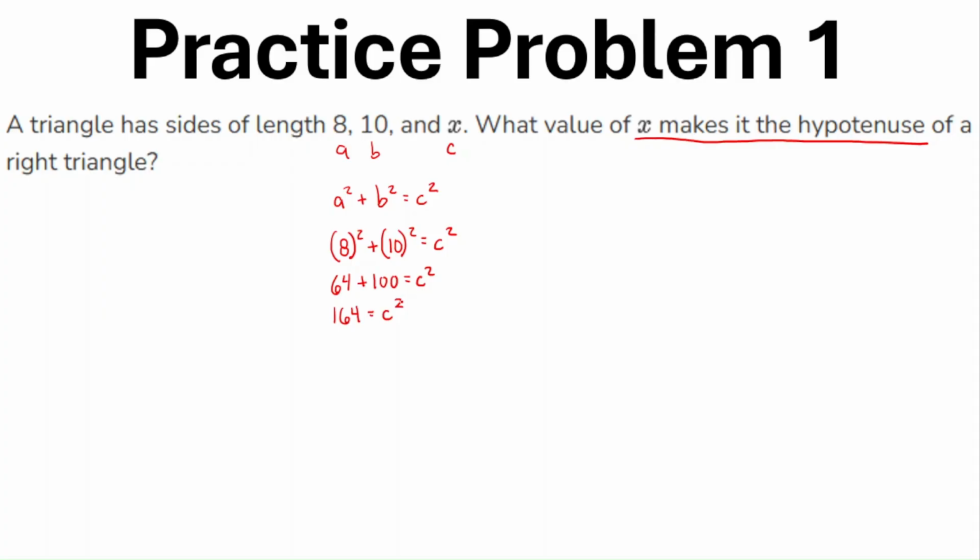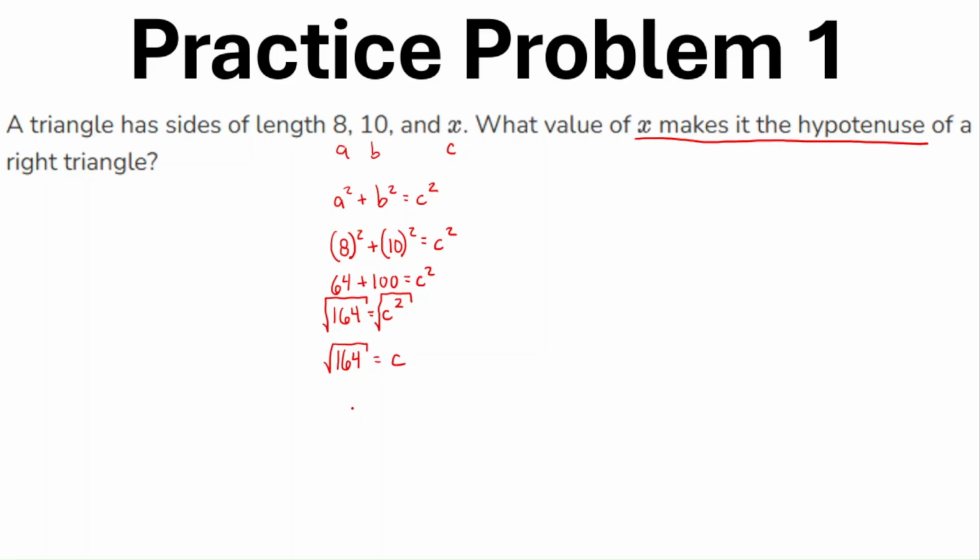Now, this gives me c squared, but what I really want is c. So I'm going to take the square root of both sides, and this gives me the square root of 164 equals c.